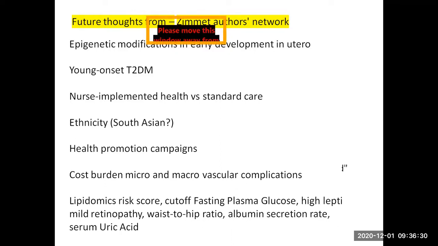Now, in terms of technology, the thoughts are going towards lipidomics risk score, cutoff of fasting plasma glucose. It is being lowered now. It was 140 milligram per dL. Now it is reduced to 126 or something like that. Then high leptin, mild retinopathy detection, waist to hip ratio. These are measurements that should be focused on, that's what the authors are proposing for controlling the disease.